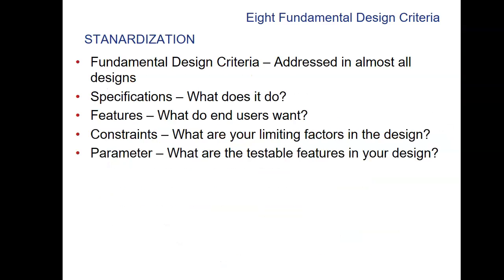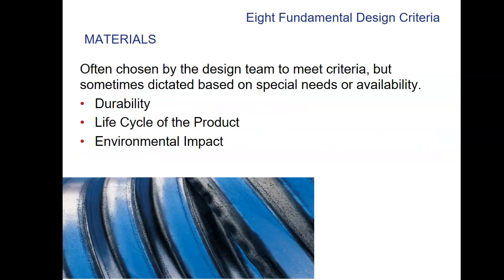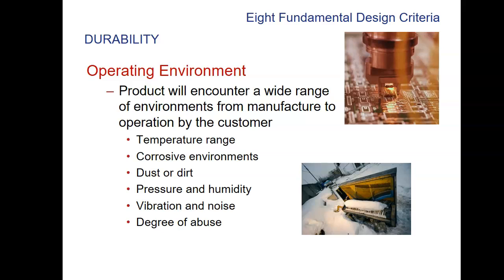So when we're thinking about standardization, you need to make sure you cover your fundamental design criteria, that you explicitly state your specifications, list your features, your constraints, and your parameters. When you're choosing your materials for your solution, you need to consider the durability of the material, the life cycle of the product, and the environmental impact of those materials.